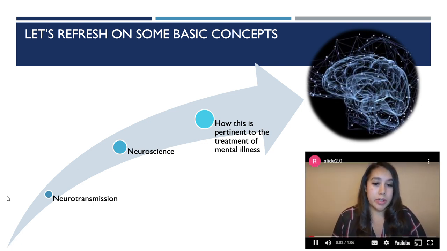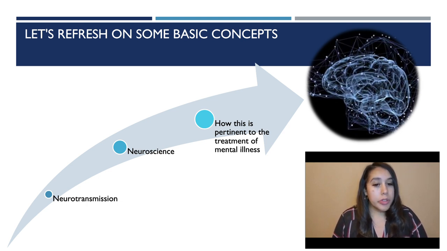Okay, so let us refresh on some basic concepts before we head into this theory. Neurotransmission is defined simply as a network of connections that our brain uses to communicate within itself and the outside world. However, according to Stahl, neurotransmission has an anatomical infrastructure, but it is fundamentally a very elegant chemical operation.